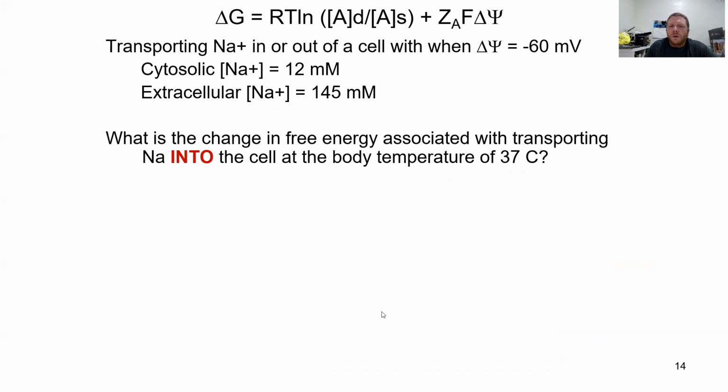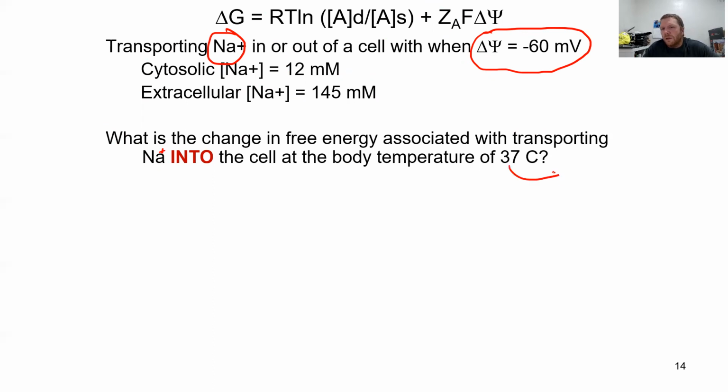Okay, so let's get down to this practice problem. This one is looking at our equation, delta G equals RT ln Keq plus Z sub A times Faraday's constant times delta psi. We're transporting sodium ions in or out of a cell when delta psi equals negative 60 millivolts. Our cytosolic concentration is 12 millimolar. Our extracellular concentration is 145 millimolar. What is the change in free energy associated with transporting sodium ions into the cell at body temperature of 37 degrees Celsius?